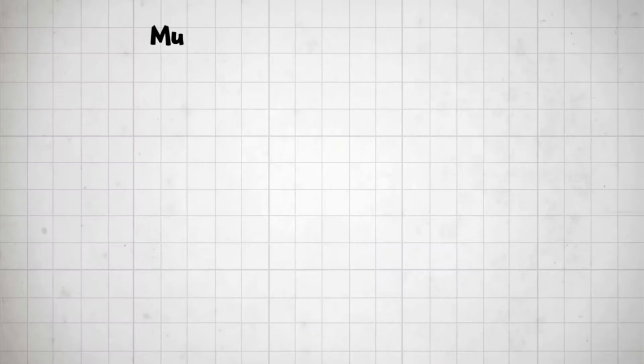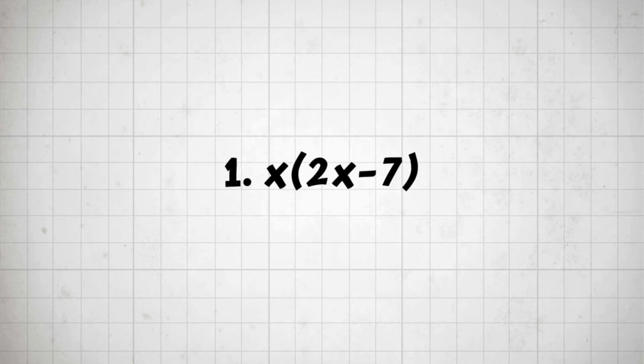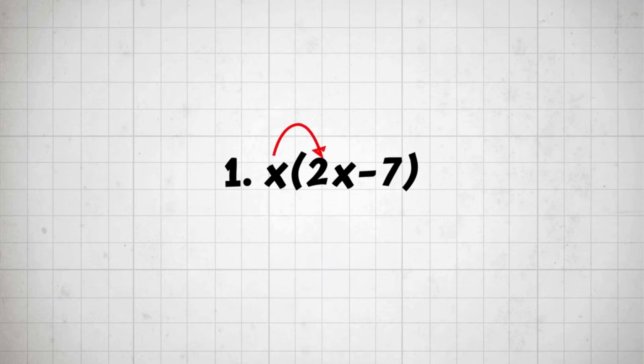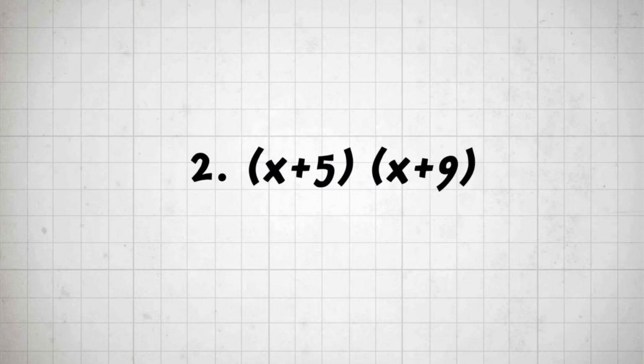Now, let us recall the skills you learned when you were in grade 7 by answering the following. Does this task look familiar? I hope it does. It is multiplying polynomials. Let us answer number 1 in 5 seconds. Ready? Let's do this. And time is up. Applying the distributive property, we should get 2x squared minus 7x. Number 2. Quantity x plus 5 times quantity x plus 9.